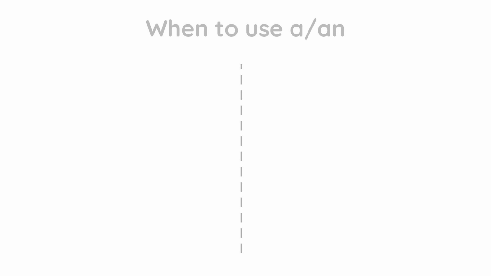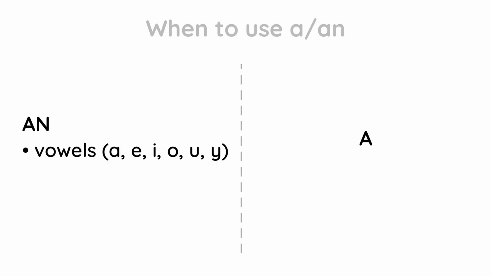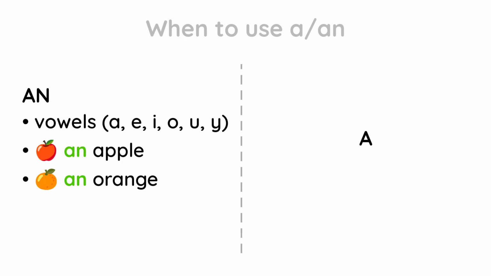When do we use a, and when an? We use a or an based on how the following word sounds. If the following word starts with a sound that sounds like a vowel, we use an. Vowels are the letters a, e, i, o, u, and y. So for example, we would say, an apple or an orange, because the first letters sound like vowels.